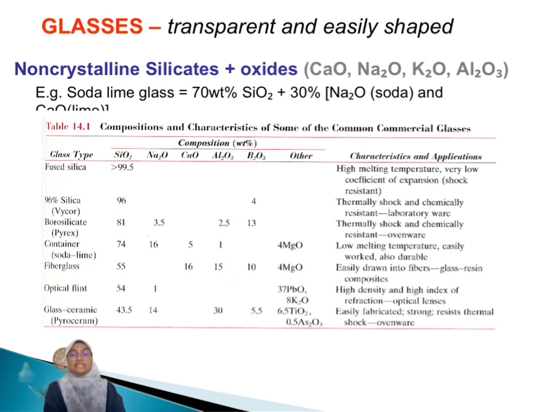Glasses are transparent and can be easily shaped. Being non-crystalline, their atoms are arranged randomly rather than in a repeating pattern. They are mainly made from silicates combined with oxides such as calcium oxide, sodium oxide, potassium oxide, and aluminium oxide. A common example is soda lime glass, which contains 70% silica and 30% soda and lime. Here we can see Table 14.1, composition and characteristics of some of the common commercial glasses such as fused silica and also borosilicate known as Pyrex.